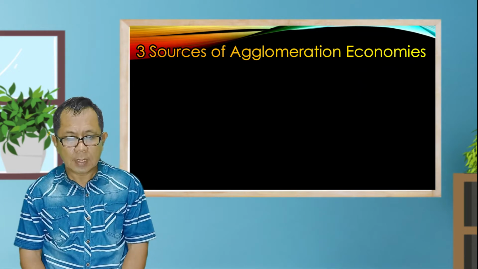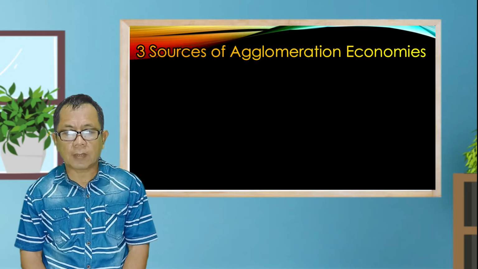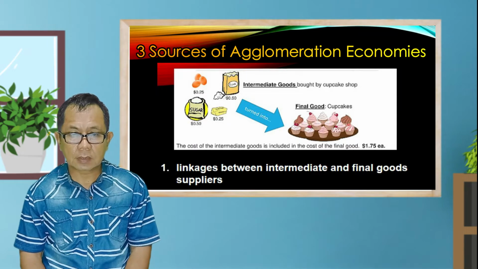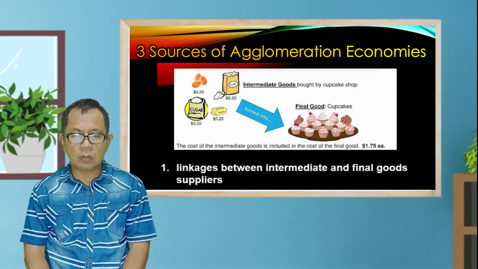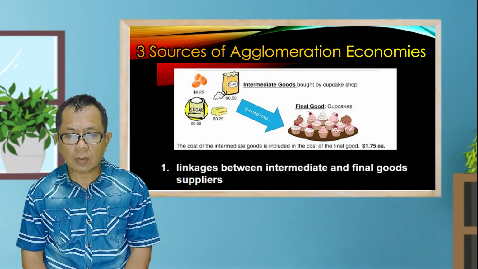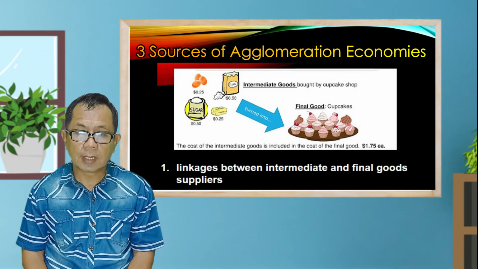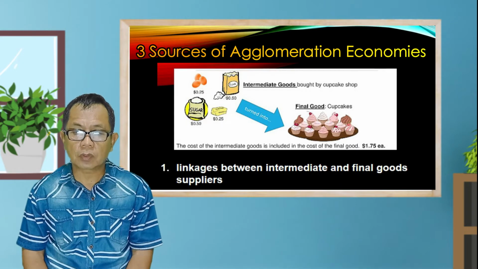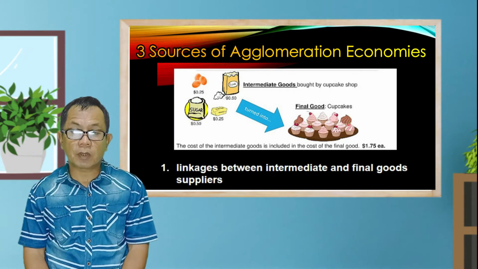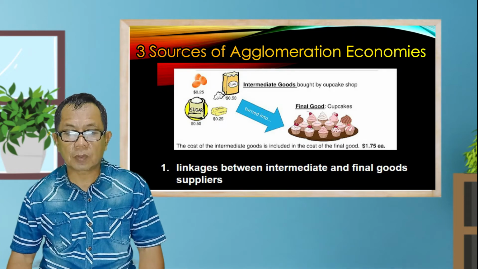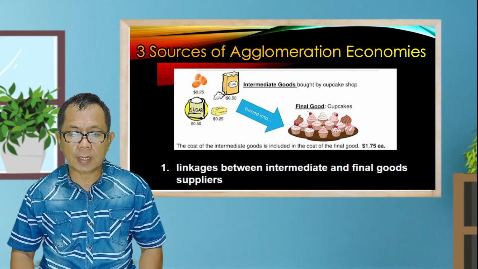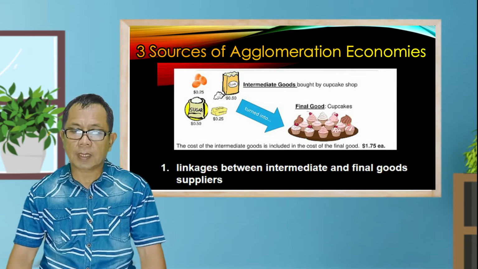Number one is linkages between intermediate and final goods suppliers. So what is meant by this? Well, classmates, when we say intermediate goods and final good suppliers, those are goods which are used as a factor of production to produce goods which have the ability to satisfy wants. So for this purpose, they undergo the production process. Ibig sabihin, kumbaga, hindi pa siya finished product. Kumbaga, raw materials pa.